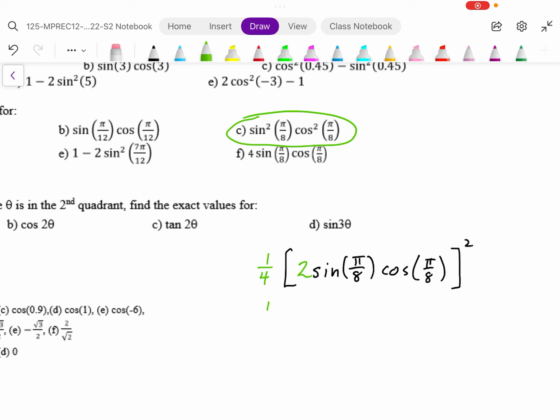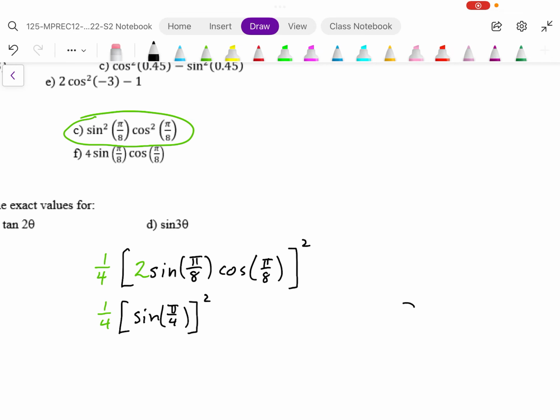Now we can work on evaluating this. So I have 1 over 4. I'm going to apply my double angle. So 2 sine of pi over 8 cos pi over 8, that's a double angle, so it's going to be sine of 2 times pi over 8. That works out to be the exact value, pi over 4, and then we have a squared on the outside.